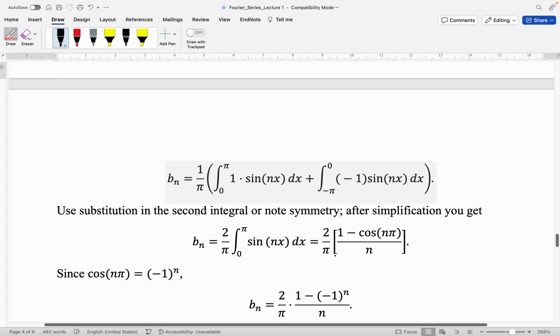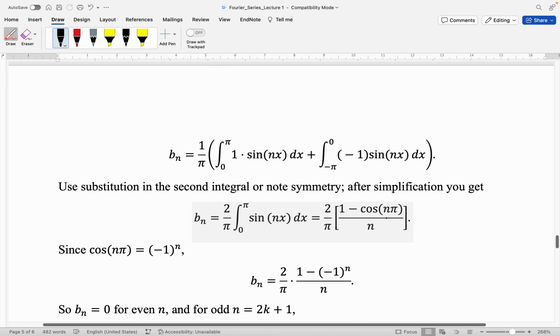I'm not going to solve this. This is easy. You can directly take it as 1 by pi, and then you just have to integrate sine nx dx. That's it. So if you integrate it, you're going to get one term, 2 by pi, 1 minus cos n pi over n. You can try it, but always remember this one more result, very important. This one you have to remember: cos of n pi is always minus 1 to the power n. So we integrate this, get this, put it here.